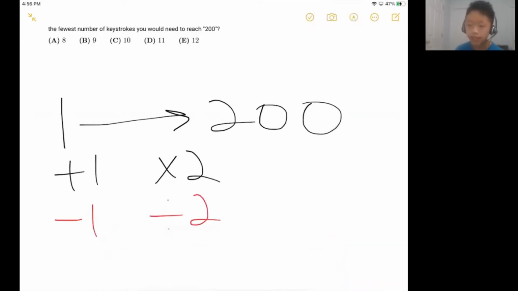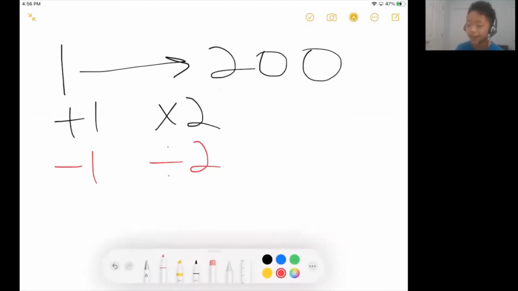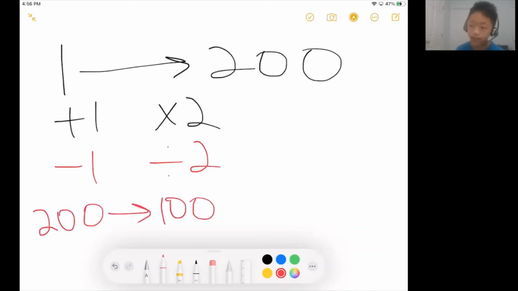For 200, intuitively, it would make sense that we want to divide by 2 as much as possible, right? Because dividing by 2 is a lot faster than subtracting 1. Technically, you can also do it the other way, +1 then ×2, but we can do it backwards as well. So from 200, it makes sense to go to 100. We could go to 199, but that's not very good progress, so we would just go to 100.